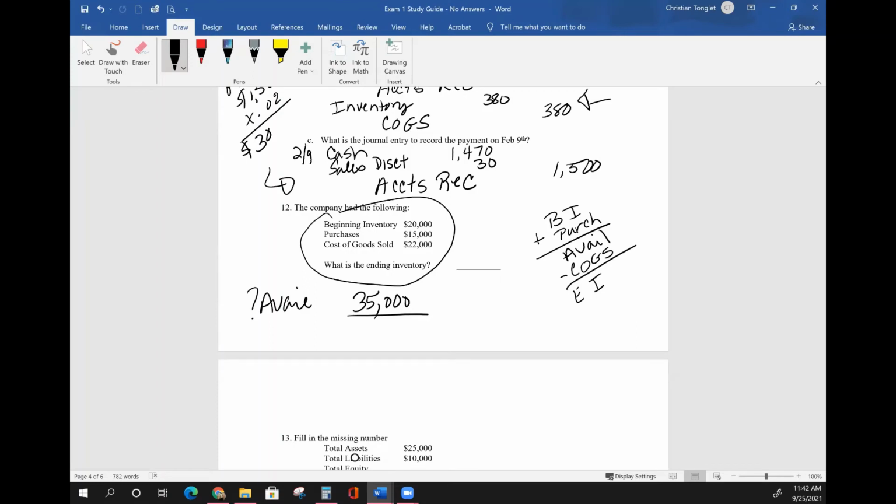We're asking what's in ending inventory. So I need to deduct what I sold from what was available in order to come up with that ending inventory. So all I have to do is minus out the 22,000. So I take the 35,000 less the 22,000 cost of goods sold to come up with my answer. So 13,000. So the answer will be 13.